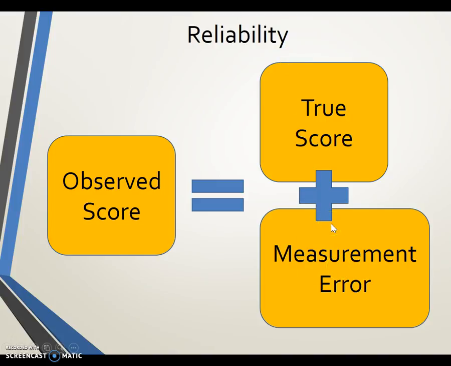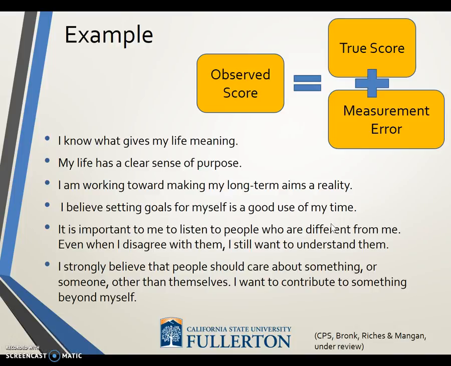So here's an example of a purpose scale. So these are actual items that I created for a purpose measure, measuring purpose in life. So you answer these questions on a Likert scale from strongly disagree to strongly agree. I know it gives my life meaning. I strongly agree. My life has a clear sense of purpose. I strongly agree. Those kinds of things. So you get an observed score. Let's say it's 5.5. Part of that score is your true score, a score of purpose. But part of that is measurement error.